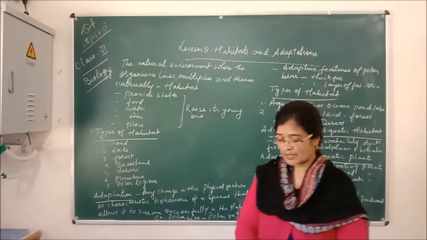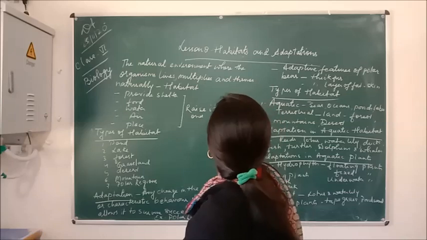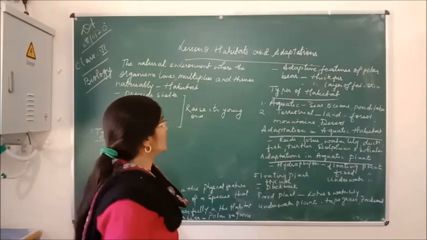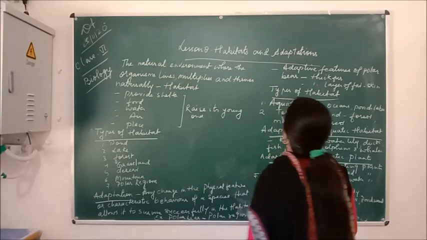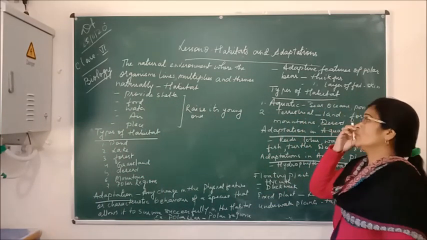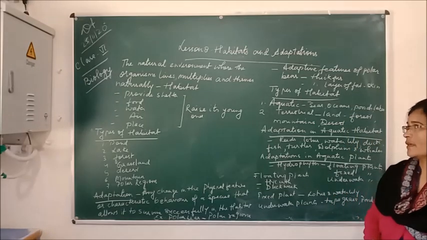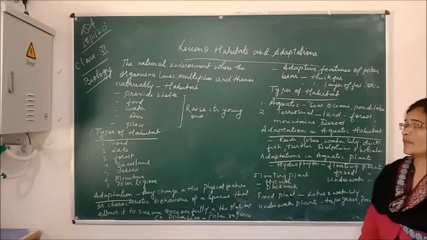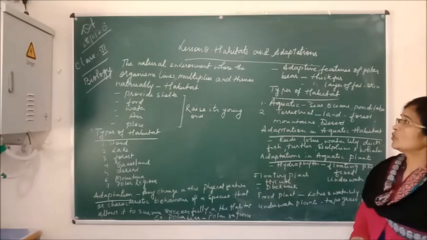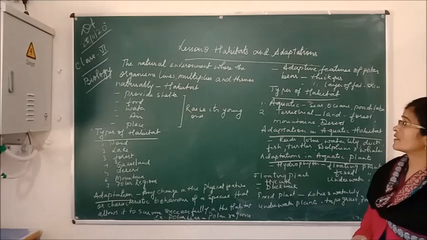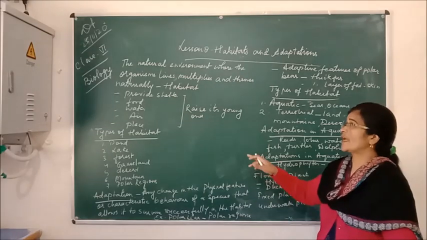Will start today, that is habitats and adaptations. So first of all, you have to understand what are habitats and what is adaptations. So you all know that all the living organisms, whether it is a plant or an animal, are adapted in a particular environment. So the natural environment where the organism lives, multiplies and thrives naturally, that is called habitat.